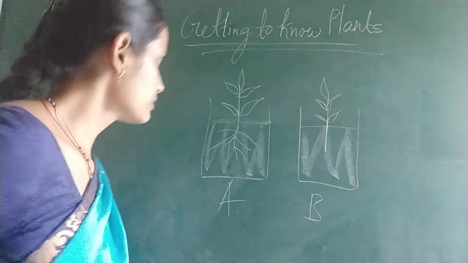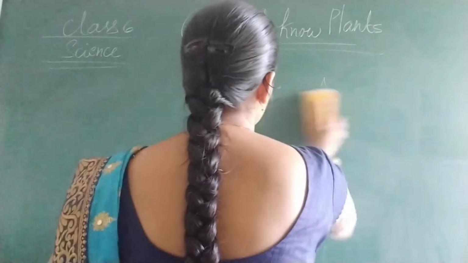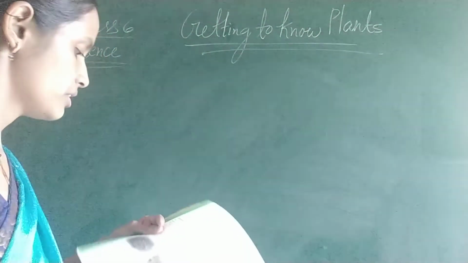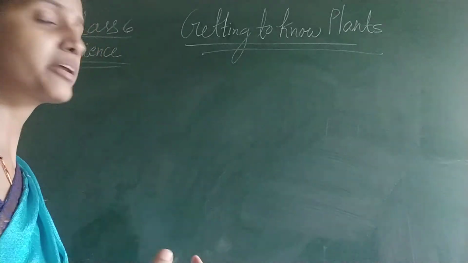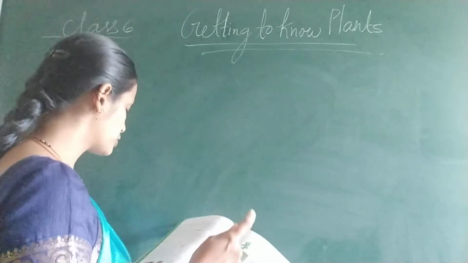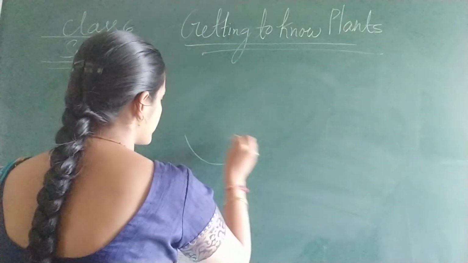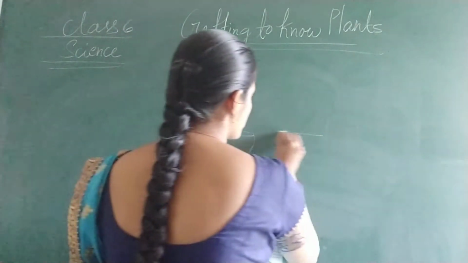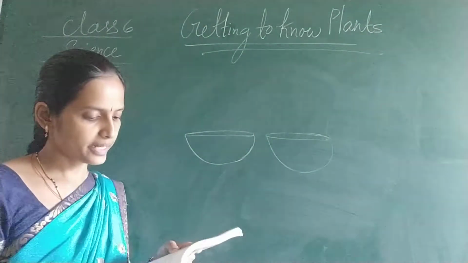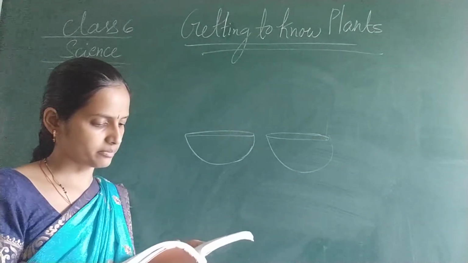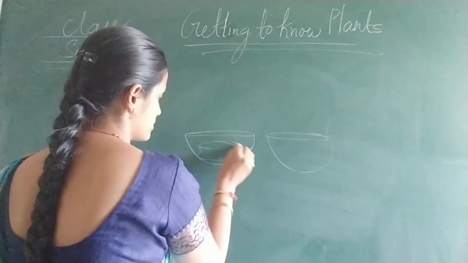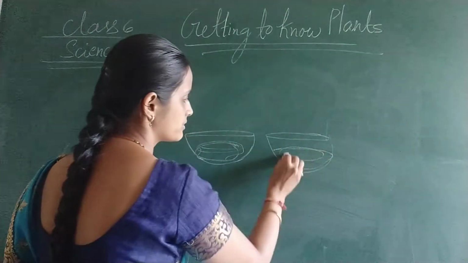Okay, so next activity. In this part we are going to understand the importance of the root. How does the root play an important role? So activity 7. Take 2 bowls or katoris, and place some wet cotton in them. We are going to wet them with the help of water. So we have taken wet cotton, right?